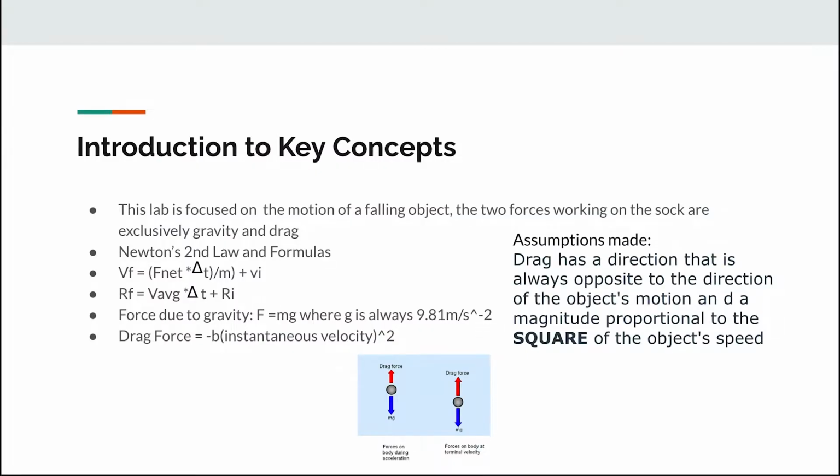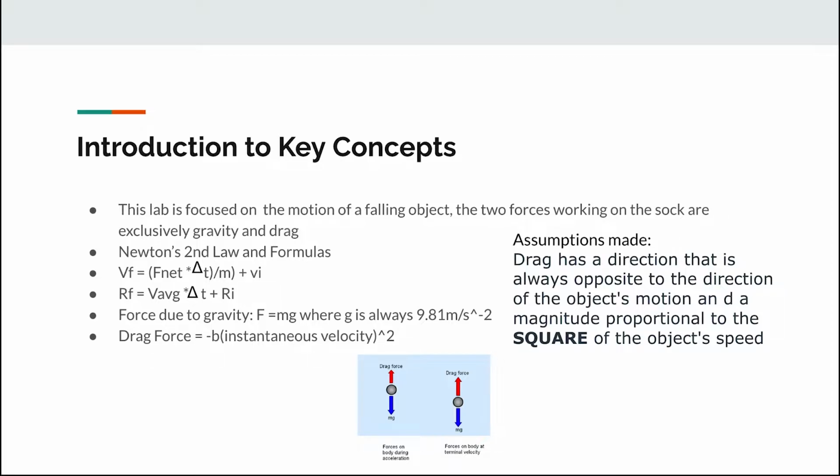So here are some key concepts you need to understand before we get into the lab. This lab is focused on the motion of a falling object. The only two forces working on the sock are exclusively gravity and drag. Again, I'm going to continue to use Newton's second law using the position and velocity update formulas, while also including the force due to gravity, F equals mg, where g is always a constant, 9.81 meters per second squared, pointing down, and drag force is negative b times the instantaneous velocity squared.